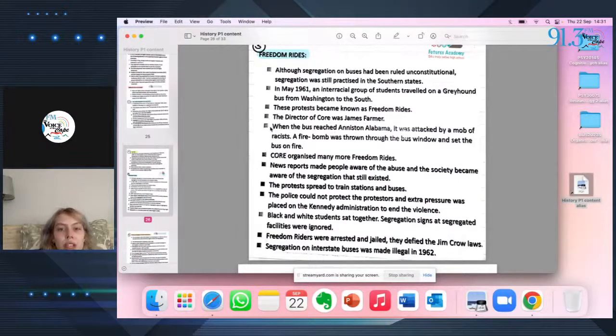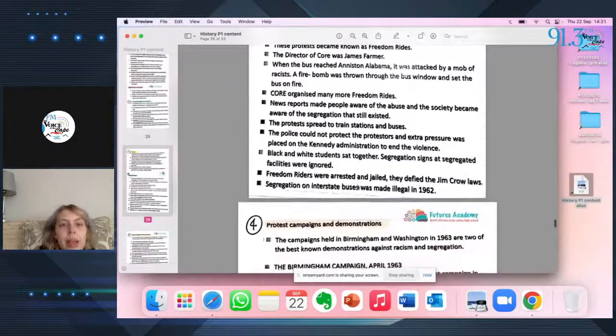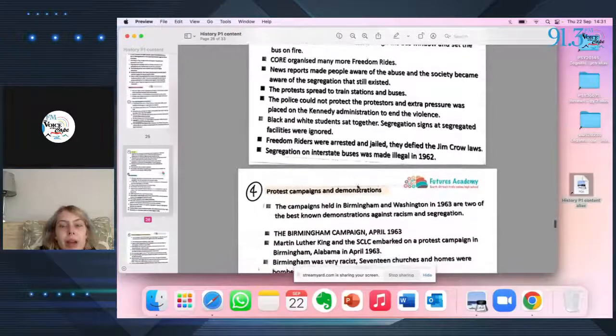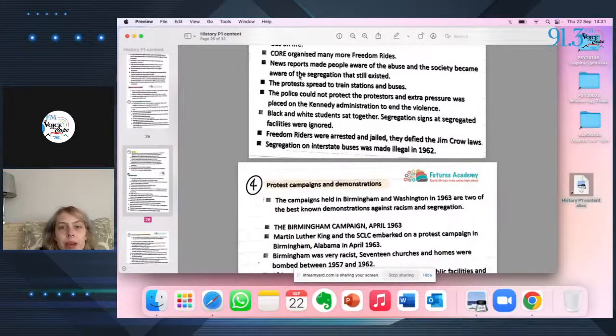When the bus reached Anniston, Alabama, it was attacked by a mob of racists. A firebomb was thrown through the bus window and set the bus on fire. CORE organized many more freedom rides, and news reports made people aware of the abuse, and society became aware of the segregation that still existed. The protests spread to train stations and other buses, and the police could not protect the protesters, and extra pressure was placed on the Kennedy administration to end the violence.